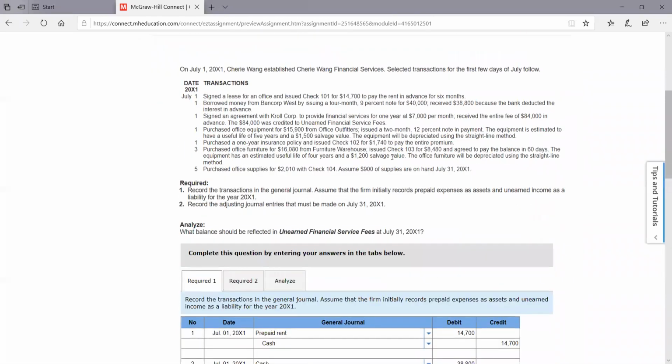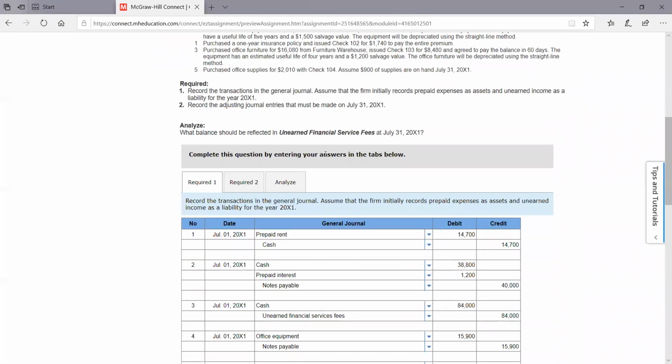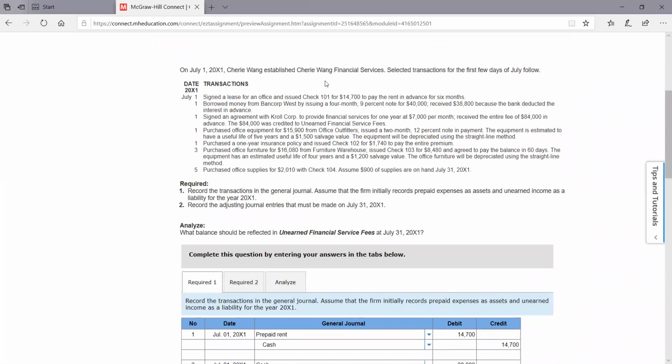Number 7 is more. Now in 7, they have you do all the initial entries, and then they want you to do the adjustments. So all of the initial entries, notice it's all at the beginning of the month. So you signed a lease, so you have prepaid rent. On the first one, another one on July 1st, you borrowed money, so you'd be debiting cash, and the difference there would be the prepaid interest that the bank took out. And then you have another agreement where you have some unearned revenue. You bought some equipment. That's going to be a depreciation adjustment.